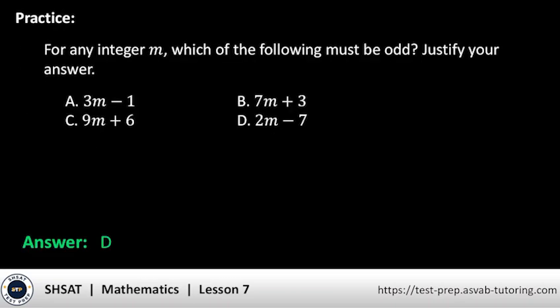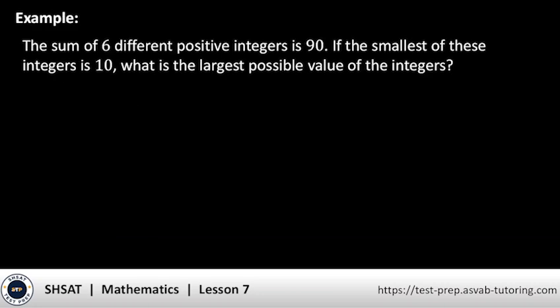Okay. Here's another practice question. Try this on your own. I hope you do get answer D. Moving on. The sum of 6 different positive integers is 90.